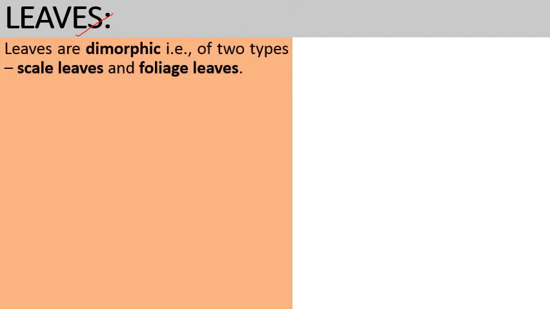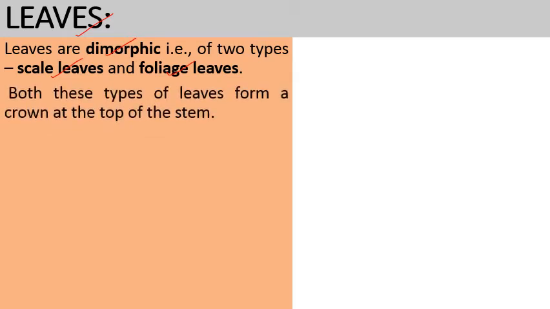Next comes leaves. So cycas bears two types of leaves, और इस तरह की जो foliage को हम dimorphic foliage भी कहा जाता है. So leaves are dimorphic. There are two types of leaves. One is scale leaves, other is foliage leaves. Both of these leaves form a crown at the top of the stem. Firstly, we'll discuss the scale leaves.